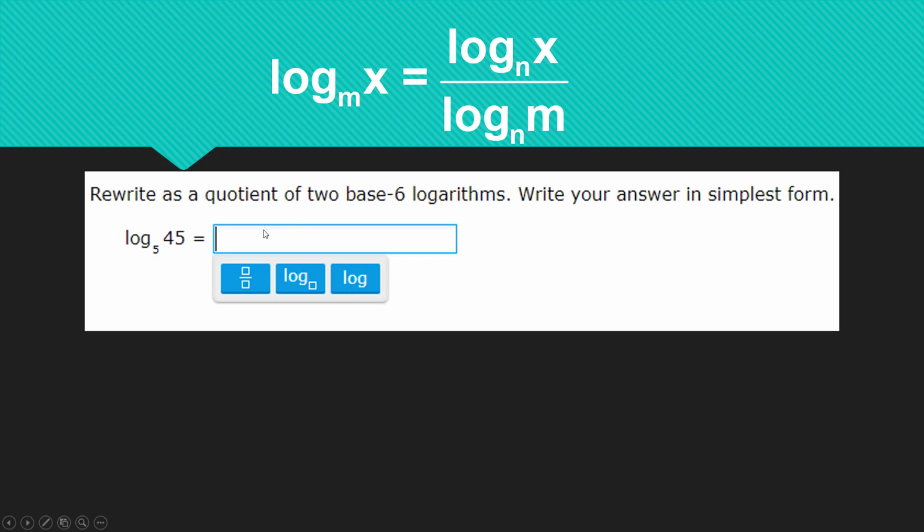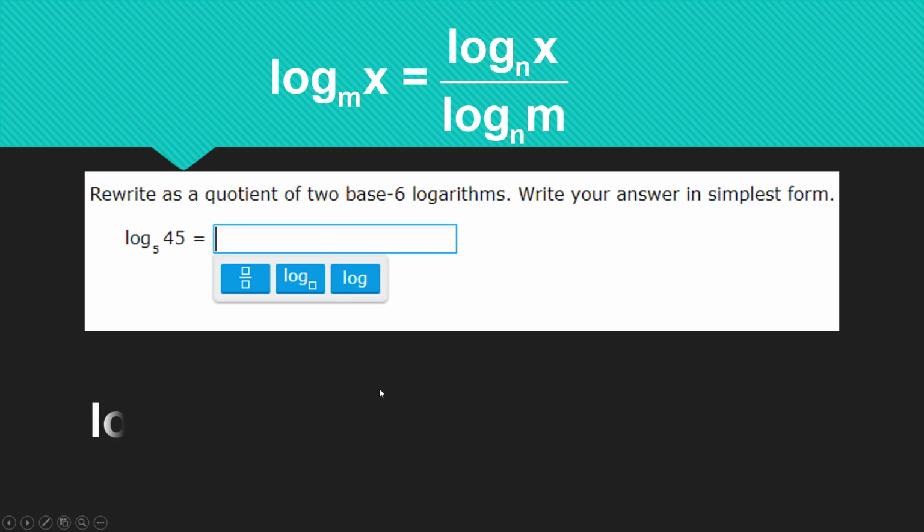Here, let's explain the formula first. We've got log base m of x. So m is going to be my old base, right? And we're going to use n to represent the new base, okay? If I want to change from base m to base n, then we're going to take log base n of x. X over here is the thing that we're trying to take the logarithm of, and we're going to divide that by log base n of m. And again, remember, m is my old base, okay?